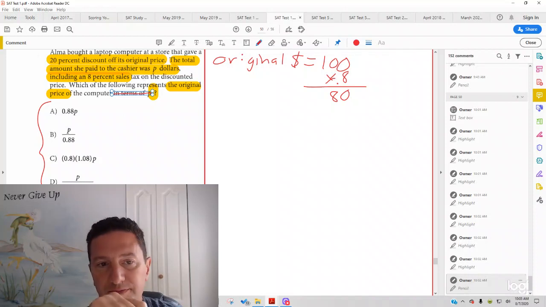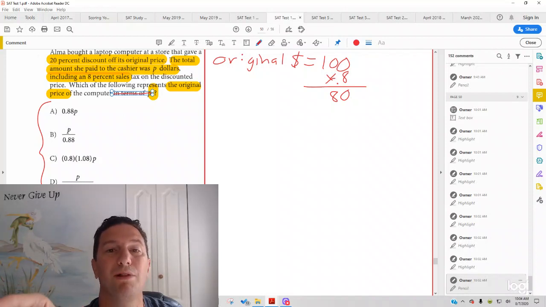Now, it says that she has an 8% sales tax. So now it's going to increase by 8%. If you increase by 8%, you multiply by 1 plus the decimal equivalent of the percent. So an increase of 8% would be multiplied by 1.08. An increase by 80% would be multiplied by 1.8. So either way, I'm going to put the 1.08 on top.